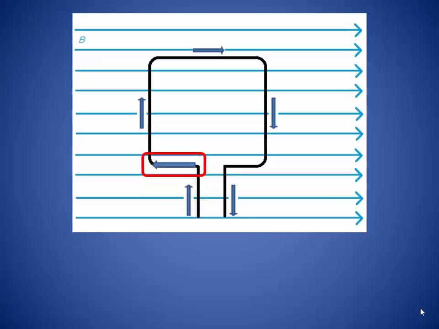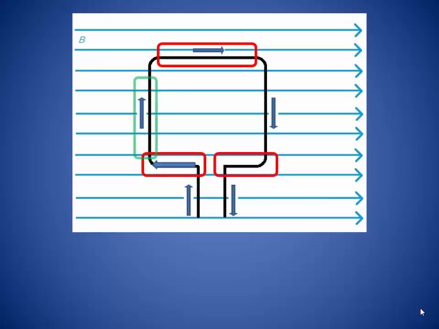We can start off in this first section at the bottom of the loop. The current will be going to the left at an angle parallel to the magnetic field. Parallel lines do not have an angle separating them, so the sine of 0 is 0, giving us zero force caused by the magnetic field. This will be true for all parts of the wire that are parallel to the magnetic field.